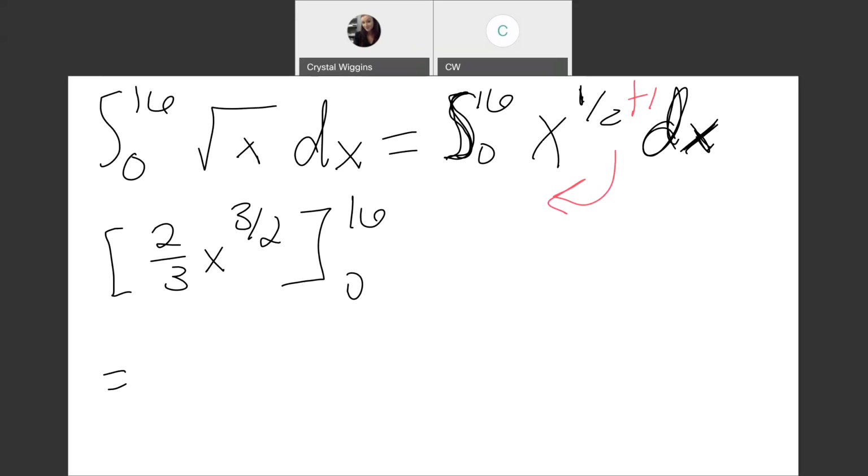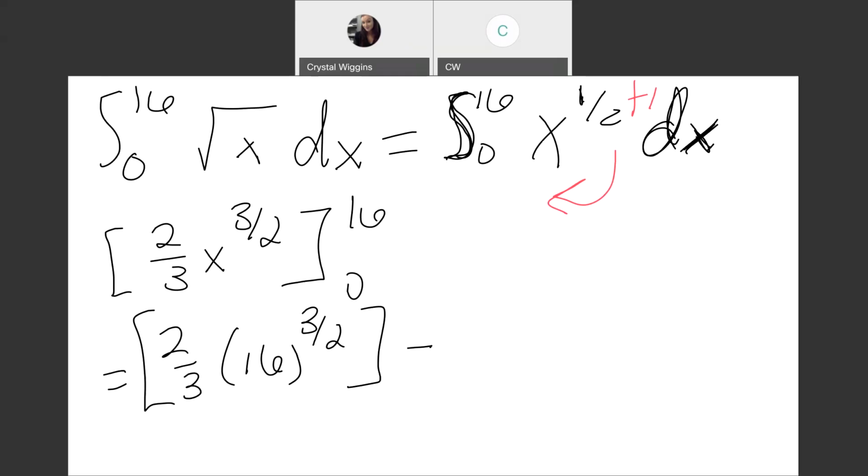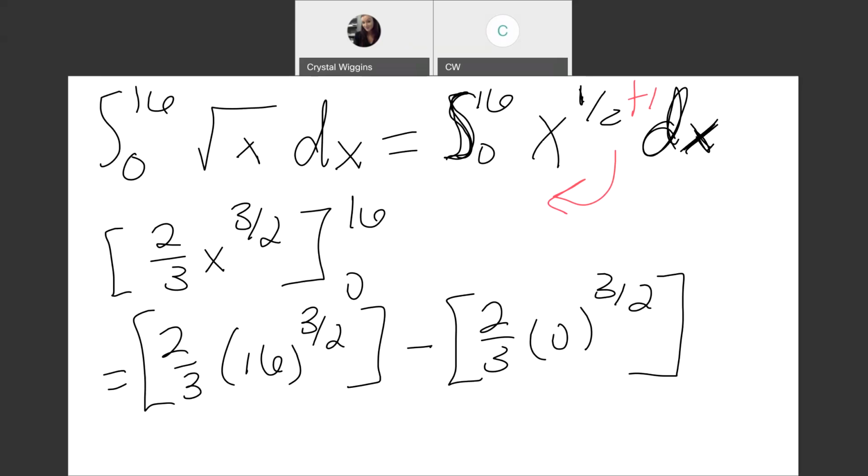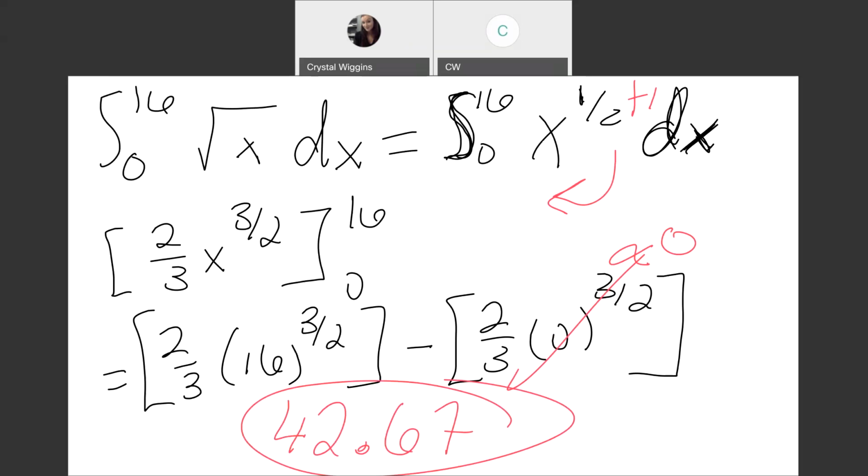Now we plug in 16 first. So we have 2/3 times 16 raised to the 3/2 power minus 2/3 times 0 raised to the 3/2 power. Now this is just going to be 0, so we can ignore that. So now let's put 2/3 times 16 raised to the 3 divided by 2 power, and we get 42.67, or 42 2/3. That is the area of this example.